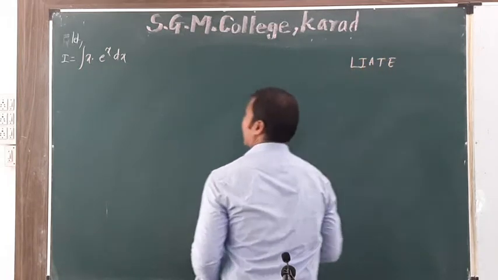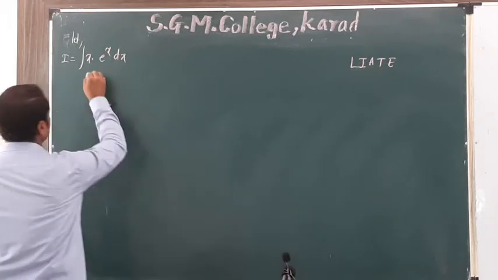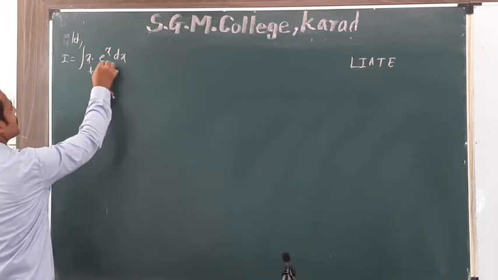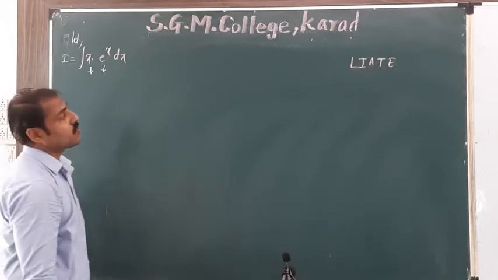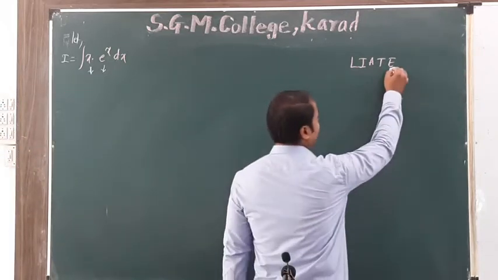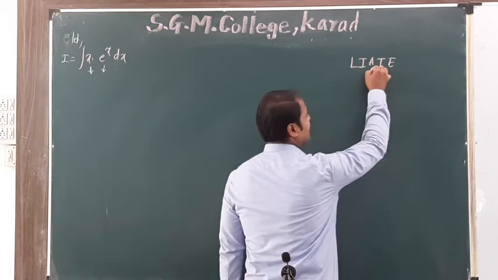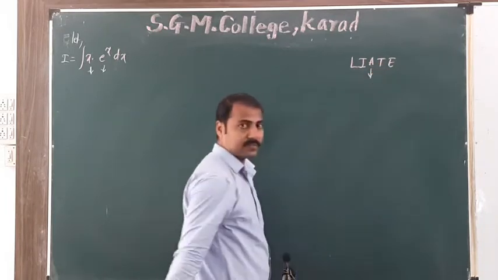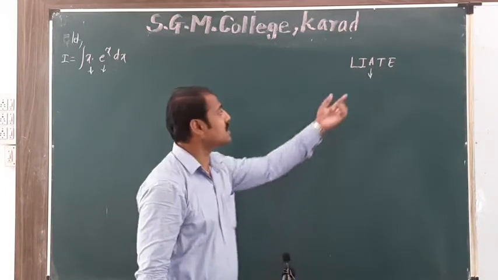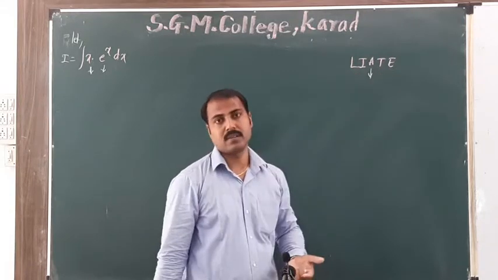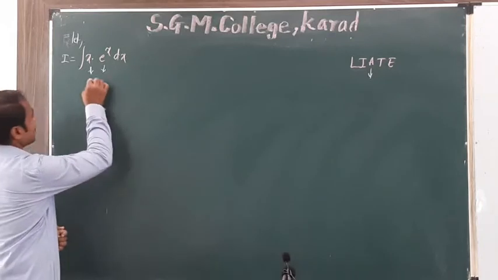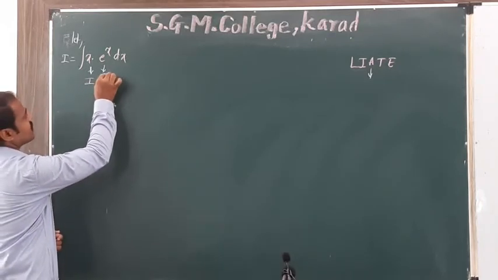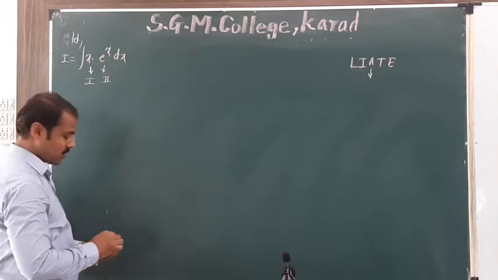L-I-A-T-E. Tell me, here x is which function? x is an algebraic function. And e raised to x is which function? It's an exponential function. But algebraic comes first in the word LIATE. So the first function is x, and e raised to x is our second function.